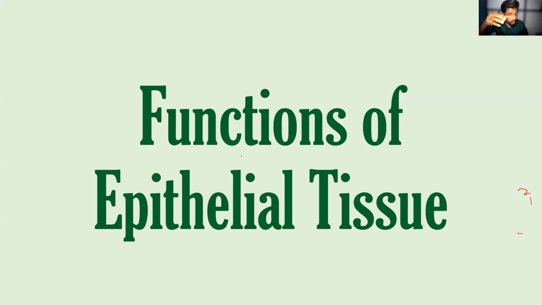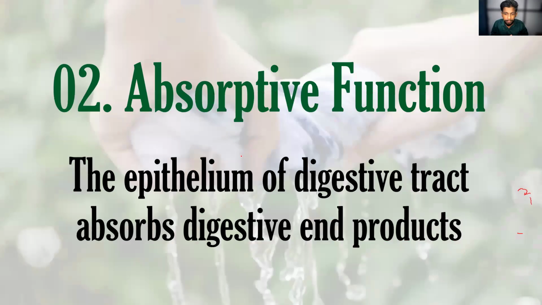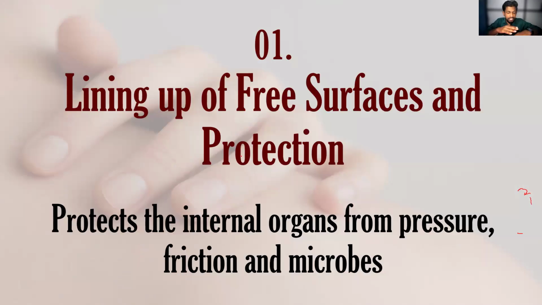Now we are going to discuss what is the function of the epithelial tissue. Lining up the free surfaces. I already said that skin is covered by the epithelial tissue, and also the buccal cavity, the outermost layer, the nasal cavity, the layer. If there is a free surface, the outer side of the heart, the outer side of the kidney, each and every body organ, the lining will be covered by the epithelial tissue, right?